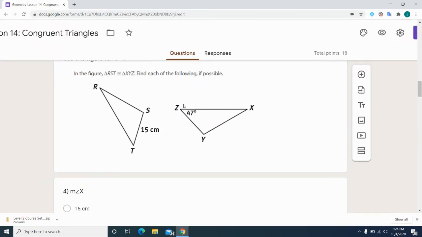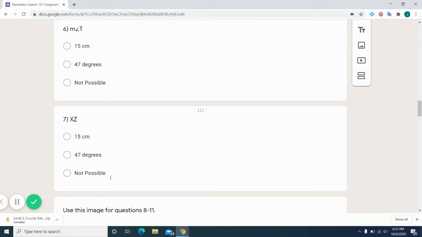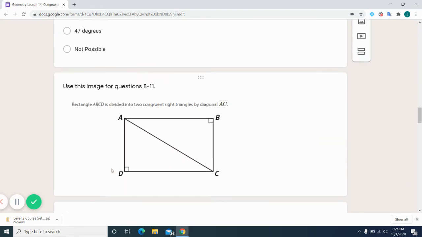Lastly, XZ. XZ right here is the longest side, so that'd be the same as RT. Do we know XZ? Do you know RT? No. So it's impossible to figure anything out there. Not possible. Okay, now 8 through 11.